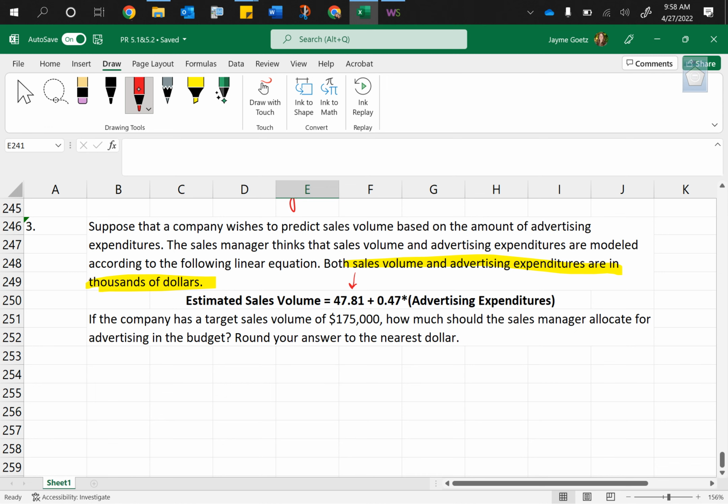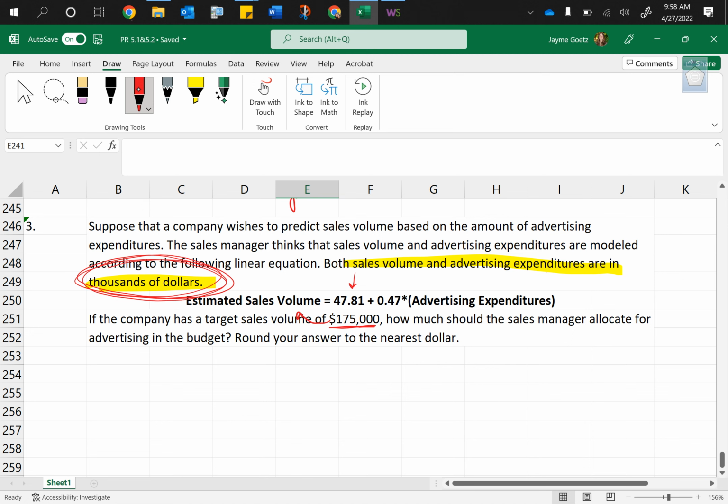Did they give us the formula? Absolutely they did. And then they give me a target sales volume of $175,000. Where would I put that? Would I put it in for estimated sales volume or for advertising expenditures? I would put it in for the sales volume because it has a target sales volume of $175,000. What number am I putting in there? Do I put in $175,000? No, because it says both sales volume and advertising expenditures are in thousands of dollars.